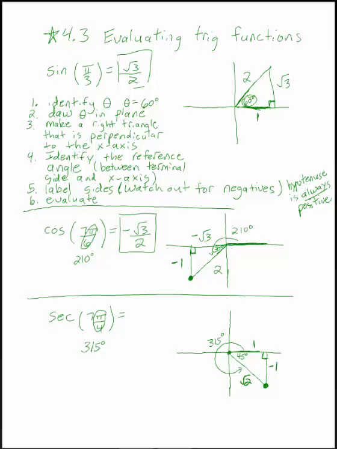Now I need to figure out secant, looking at the reference angle of 45 degrees. Secant is hypotenuse over adjacent. The hypotenuse is root 2. And the adjacent is 1. That is just simply equal to root 2.